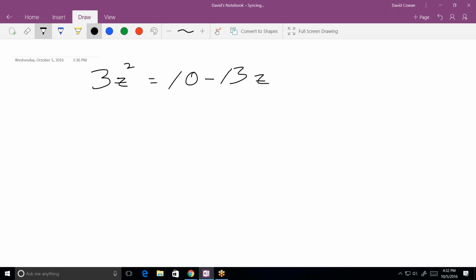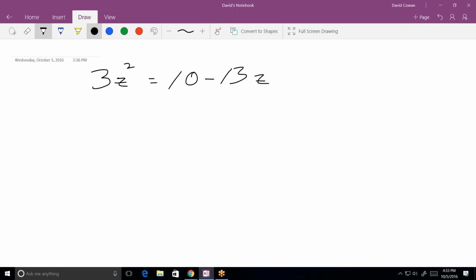When you have a quadratic that has a squared term, a non-squared term, and a number, you always do one thing with it. What is that? Do you square root it? No, that's not going to work. Notice that we would not want to take the square root of 10 minus 13z. That's very complicated.